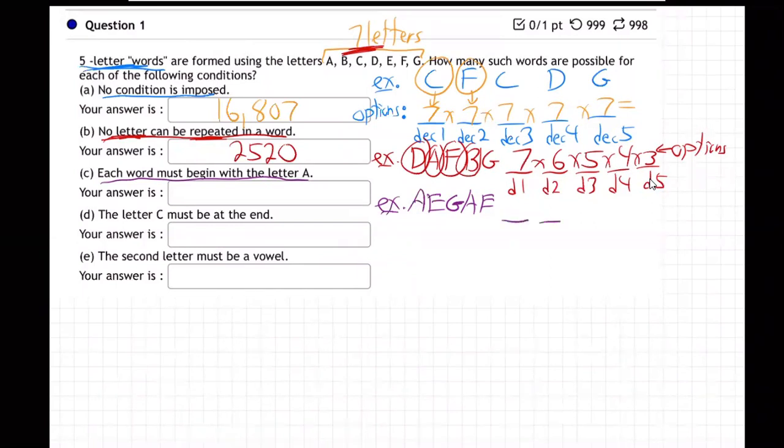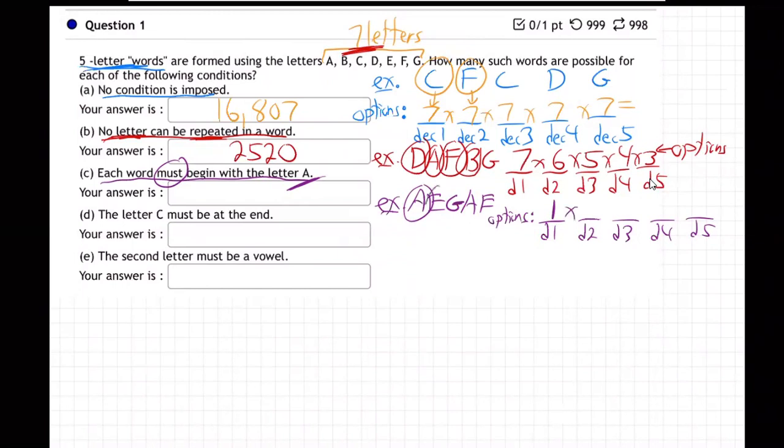So let's think about what I just did. Decision 1, decision 2, decision 3, decision 4, decision 5, and of course, the options for each of those decisions. So I made 5 decisions. I chose an A to go first. How many options did I have? Well, only 1, right? It must begin with the letter A. I only had 1 option. I had to start with the letter A.